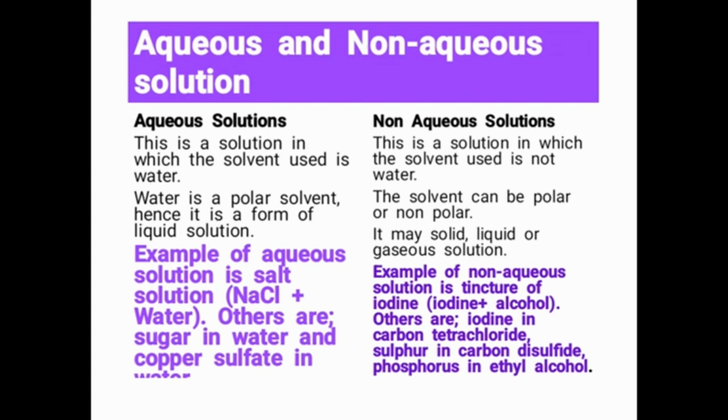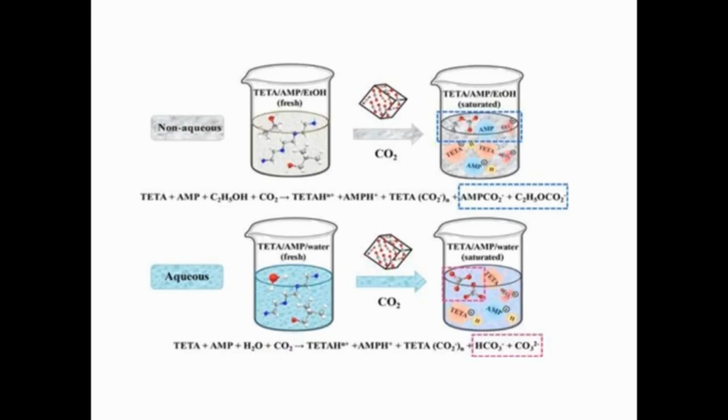Therefore, a non-aqueous solution can be a solid, liquid, or gaseous solution. Examples of non-aqueous solution include the tincture of iodine, that's iodine plus alcohol. Other ones include iodine in CCl4, sulfur in CS2, and phosphorus in ethyl alcohol. These are examples of non-aqueous solution. You can see an example of non-aqueous and aqueous here, as you have seen.